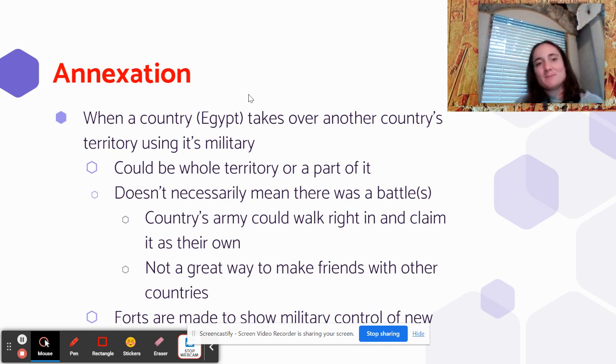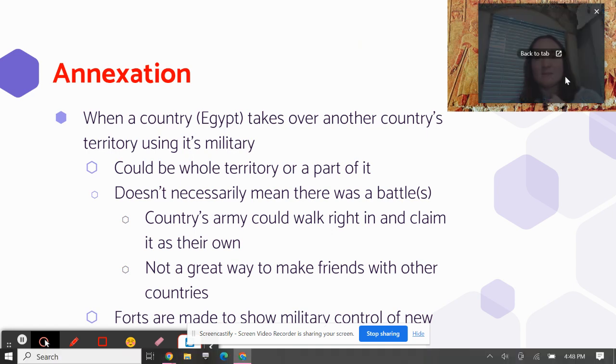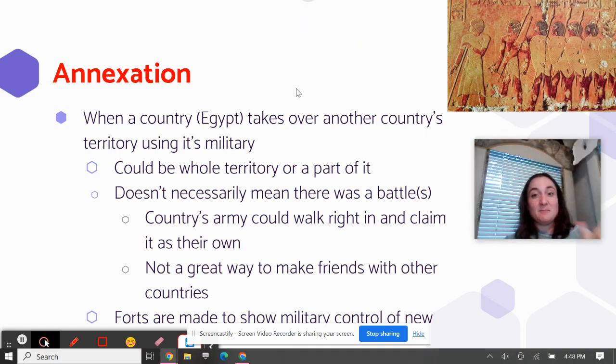So annexation. That is when a country, like Egypt, takes over another country's territory using its military. It could be a whole territory, or it could just be part of a territory. It doesn't necessarily mean that there were battles. It could literally mean Egypt marched into a different country and said, we're going to rule this now, and they said, okay, cool. But typically there were some sort of battles or conflicts over the land.